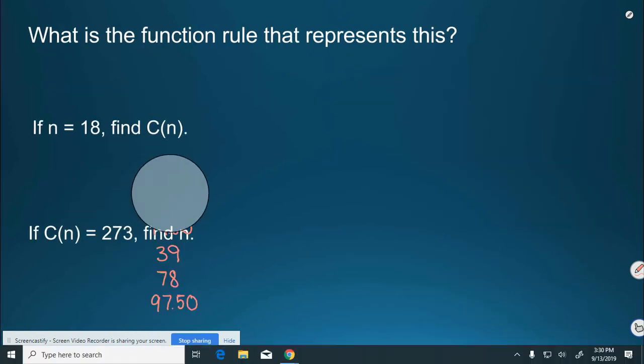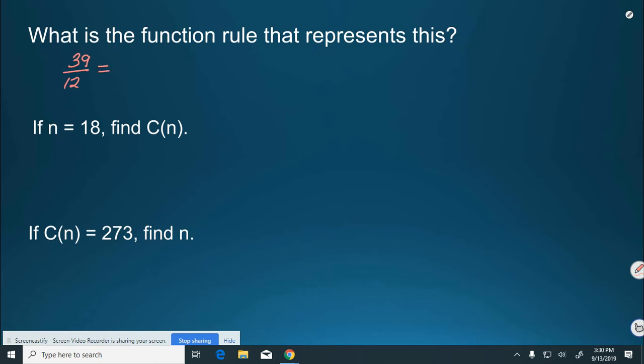Hopefully you remember from last year how to create such an equation. Now, we want to write this not in terms of x and y, but in terms of C of n and n. N being the number of cupcakes, C of n being the cost as a function of the number of cupcakes bought. If you remember from last year, when you have a proportional relationship, it's the change in the y value over the x value. So in this case, it was $39 for 12. So we can do some division there. 12 goes into 39 3 times. That's 36 with 3 left over, so 3/12, and 3/12 is equal to 1/4 or a quarter. So our constant is 3.25.